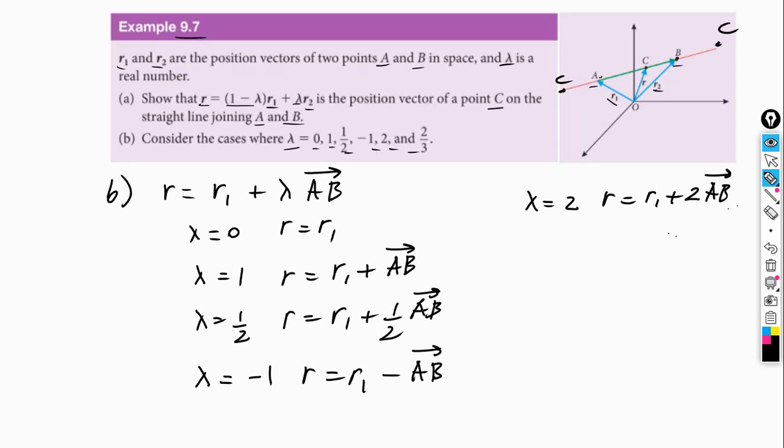And then finally, when lambda is equal to 2/3, r would be equal to r1 plus 2/3 vector AB. So point C is 2/3 of the way between A and B. So C would be somewhere around here.